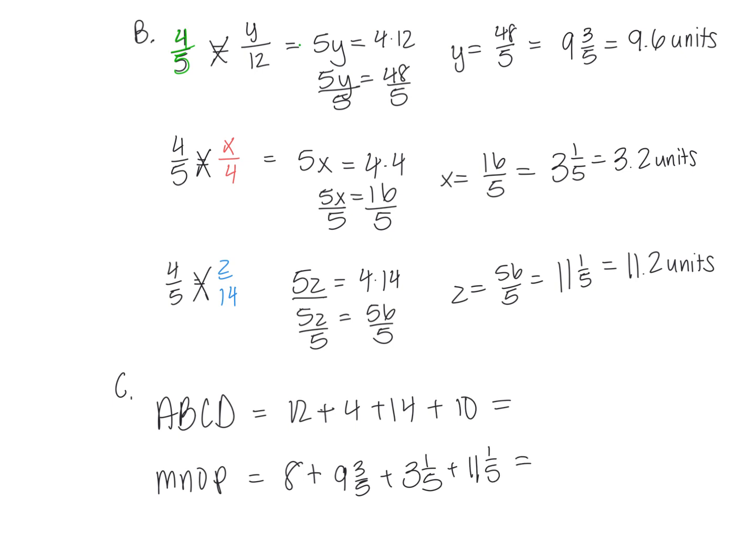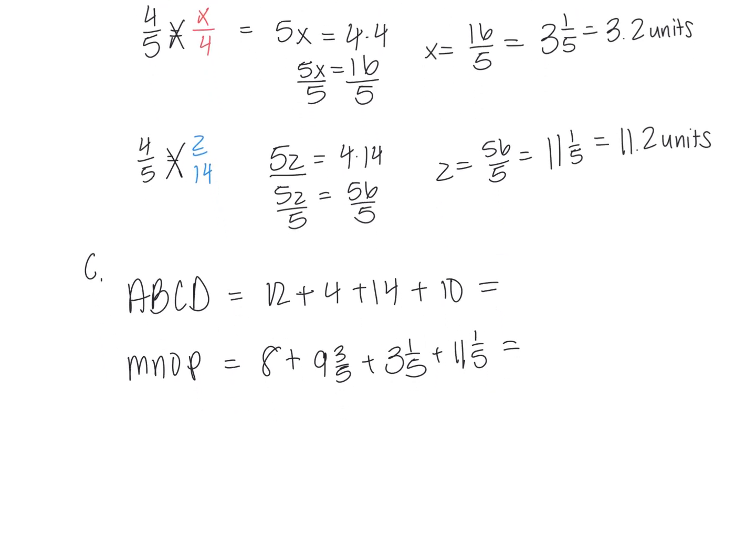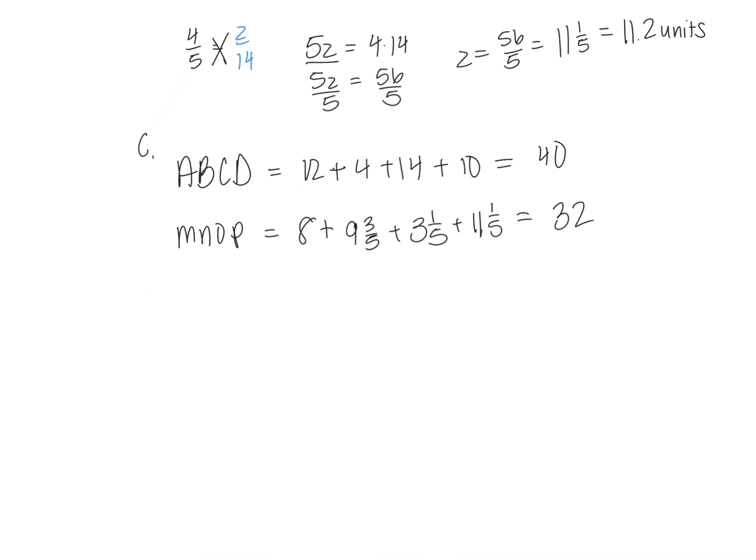All right, adding them. If you added A, B, C, D, what did you get? I don't even know how to add that. Good. If you add M, N, O, P, what would you get? Add the whole numbers first. All right, adding these, you get 32. 3 things that are the same.